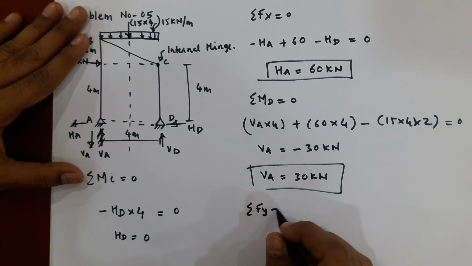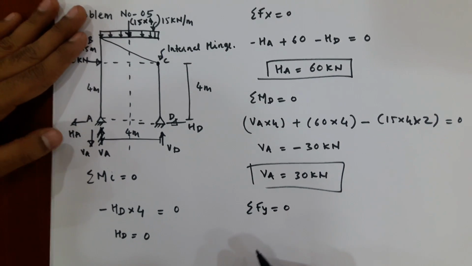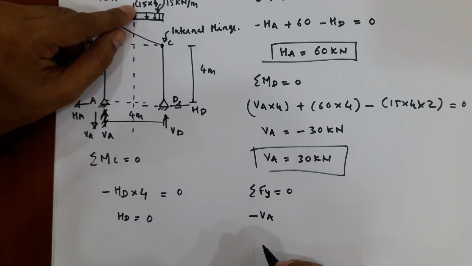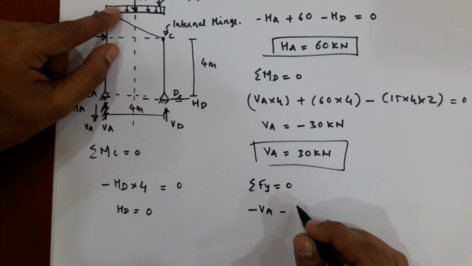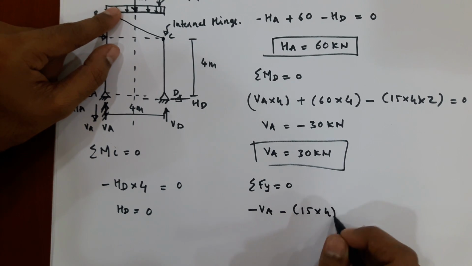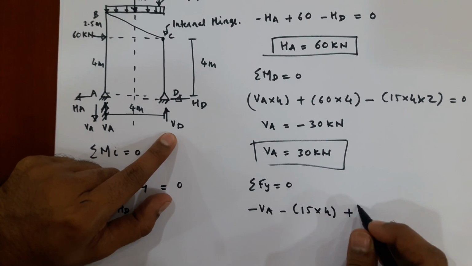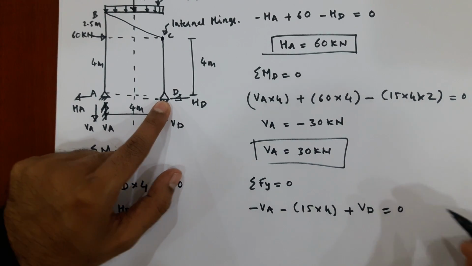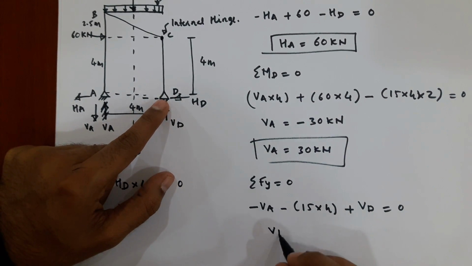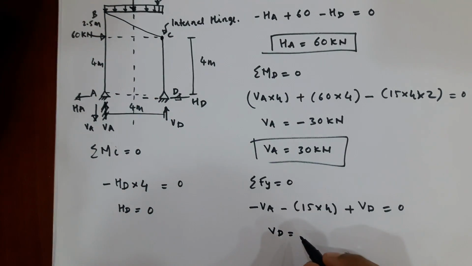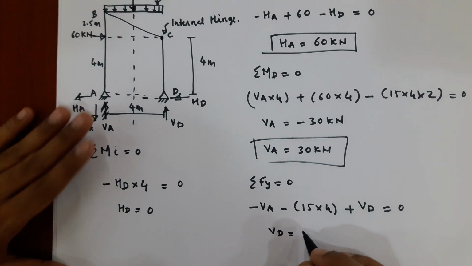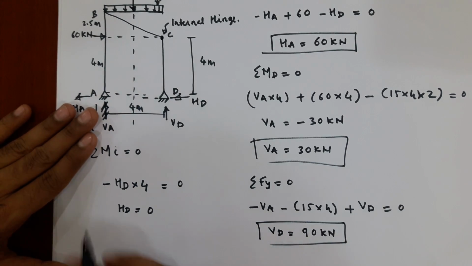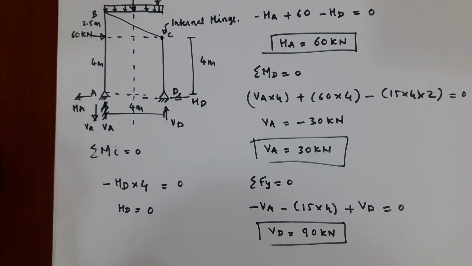Okay, so now we need to find VD. For that we have to use summation of Fy equal to 0. Okay, so minus VA because it is going downward. Then you have this UDL. Total load of the UDL is 15 into 4. Then you have this VD, plus VD because it is going upward, equal to 0. Okay, so VD you will be getting 90 kilonewton. So this is how we need to find the reactions.